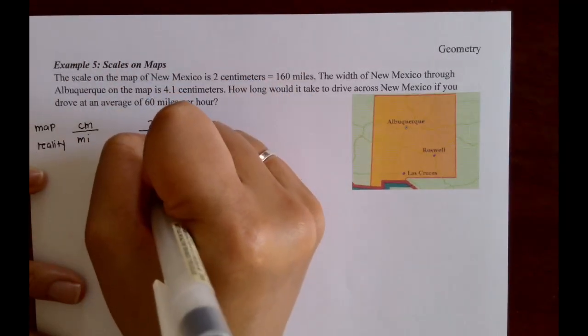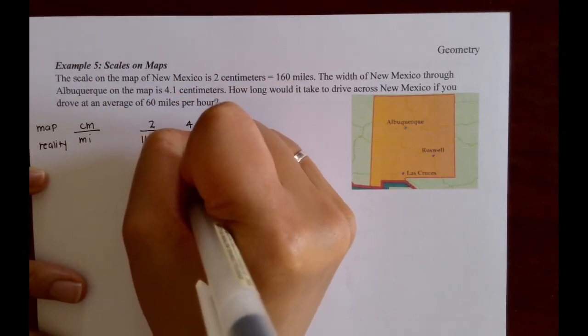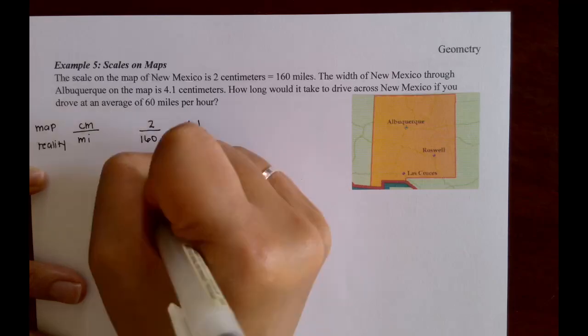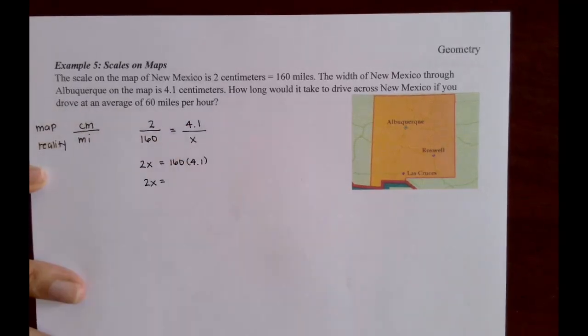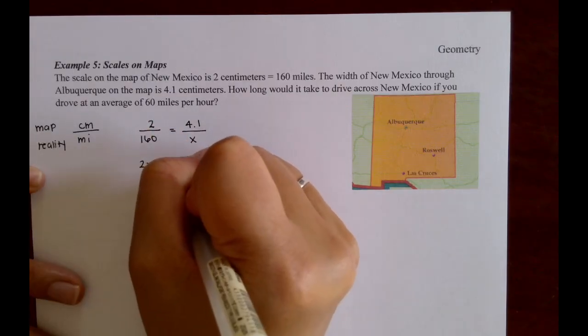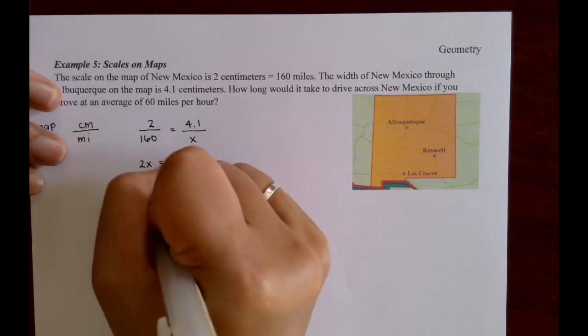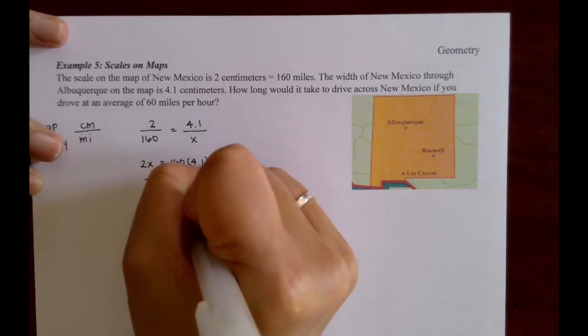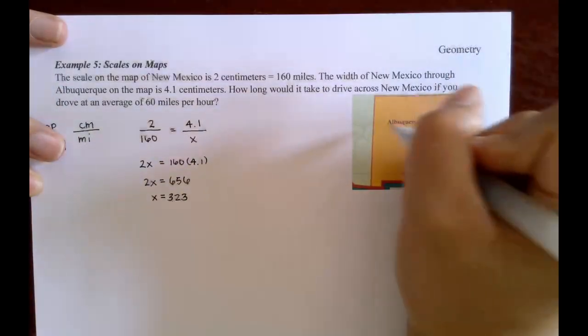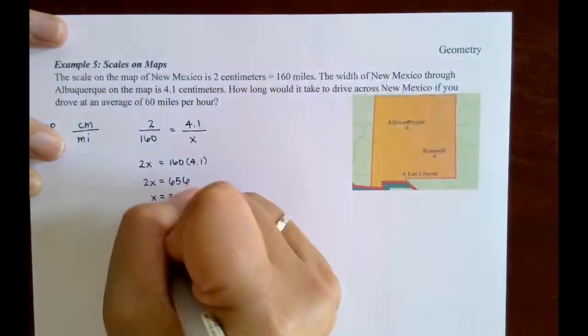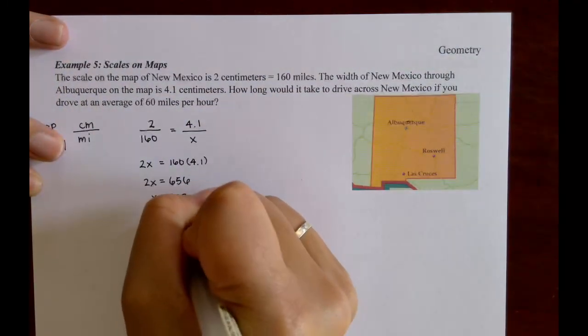2 times x equals 160 times 4.1. 160 times 4.1 is 656. And then divide by 2 on both sides, x equals 328. So in reality, the width of New Mexico through Albuquerque is 328 miles.